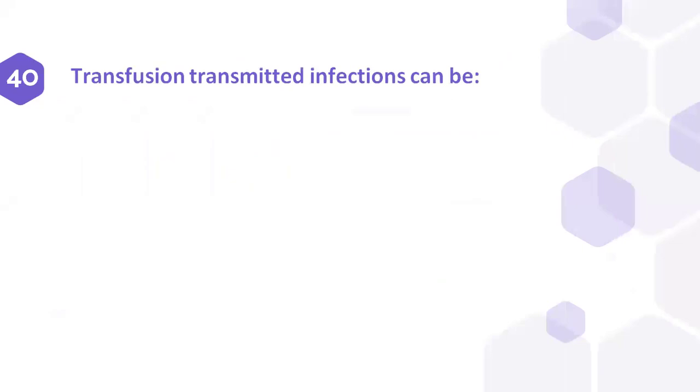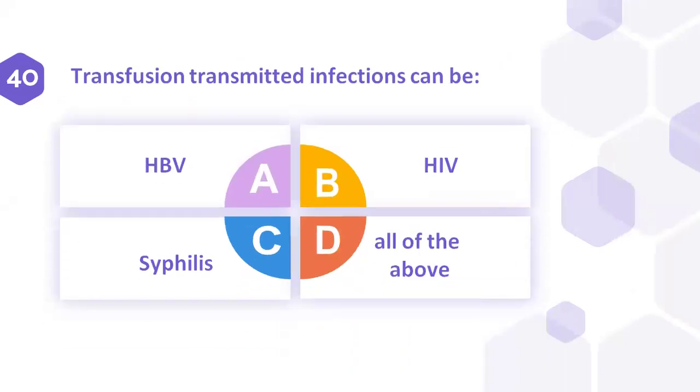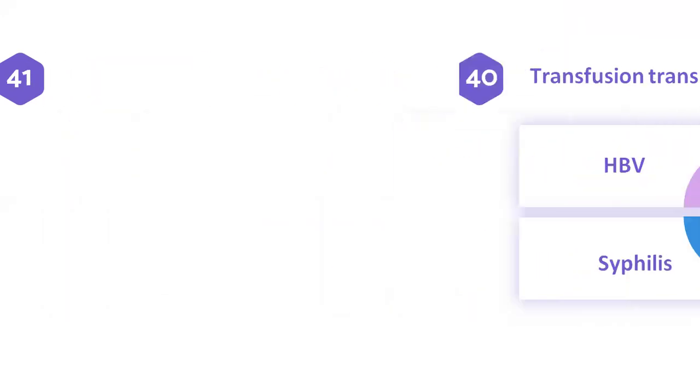Next question, transfusion transmitted infections can be? Option A, HBV, option B, HIV, option C, syphilis, and option D, all of the above. Here the right answer is option D, all of the above. So hepatitis B virus, HIV, human immunodeficiency virus, and syphilis can be transmitted by contaminated blood as well as blood products, through transfusion of contaminated blood and blood products.